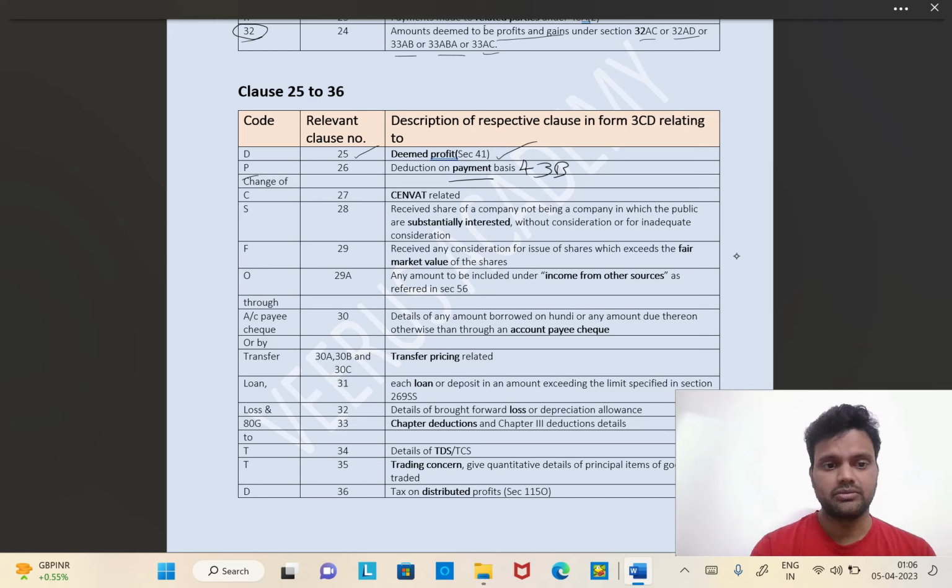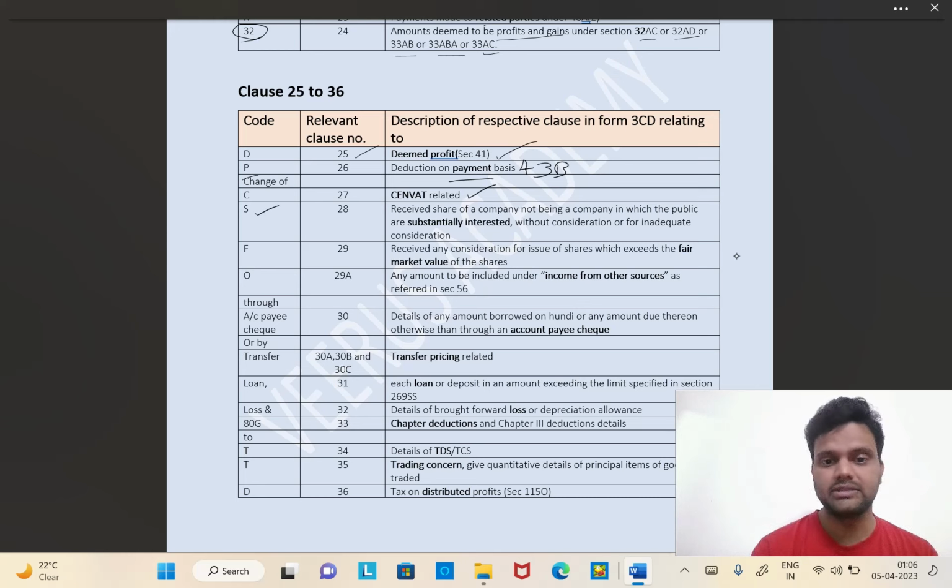Now we'll come to the CSFO. What does C mean under CSFO? SENVAT related. Here I have used the headlines of the clauses. I have not put the entire clause here, otherwise this material will become around 10 pages. So I want to keep it very short and simple. So I have used only the headlines of each clause. So this is the SENVAT related clause.